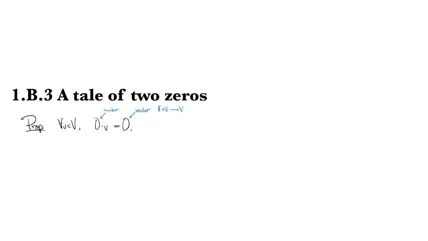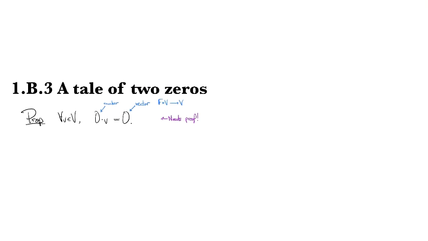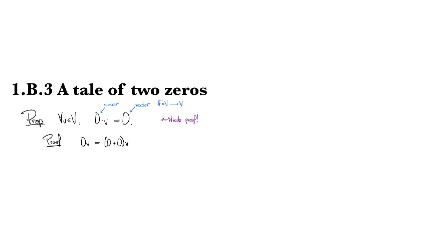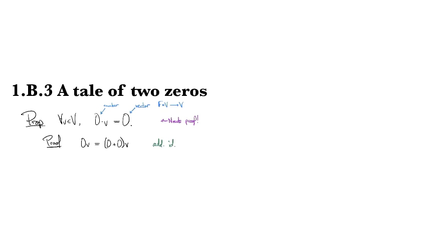So this looks obvious. Maybe the first thing I should point out is that this, in fact, needs proof. It's not immediate from anything that we've done so far. So let's look at the proof of this cute little statement. Suppose we take 0v. I can rewrite this as (0 + 0)v, using the additive identity property in the field.